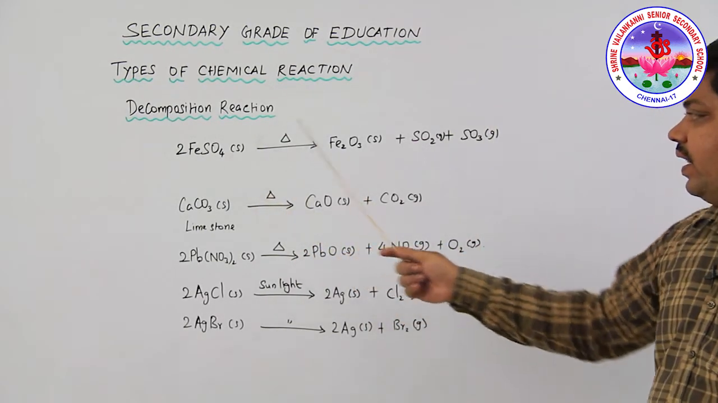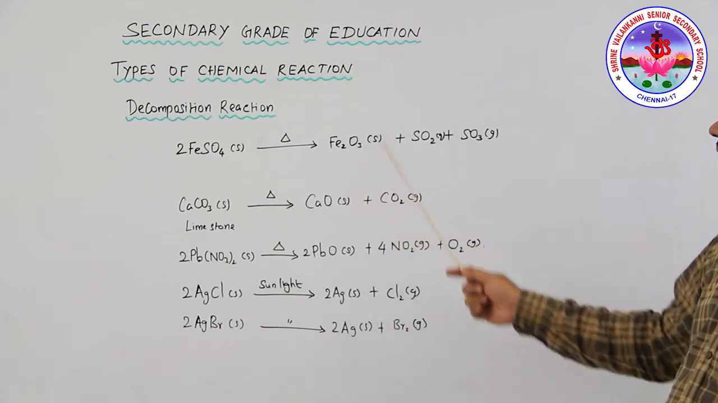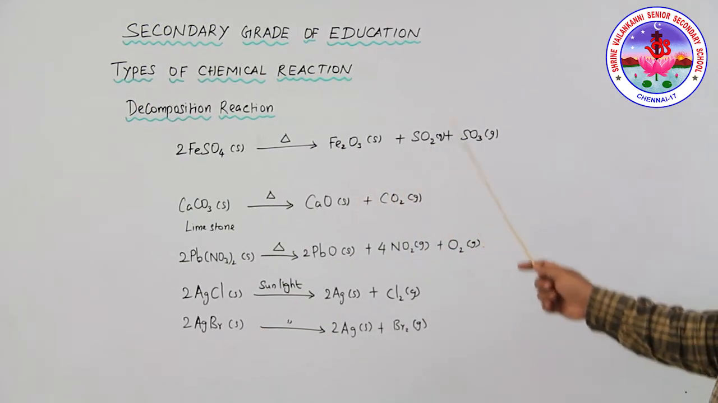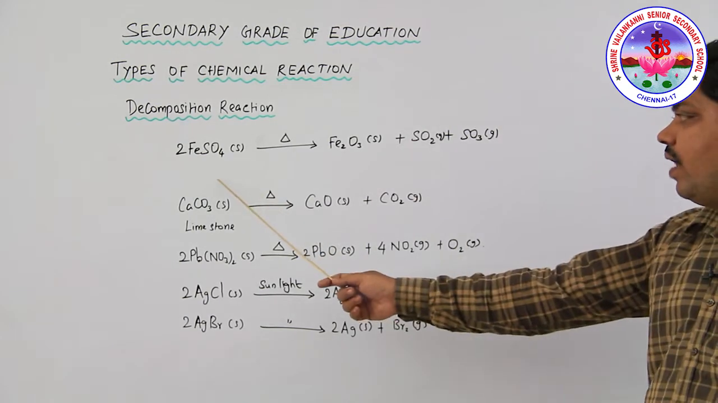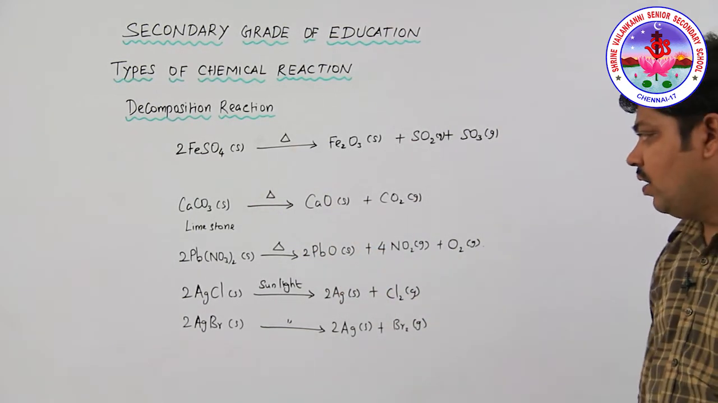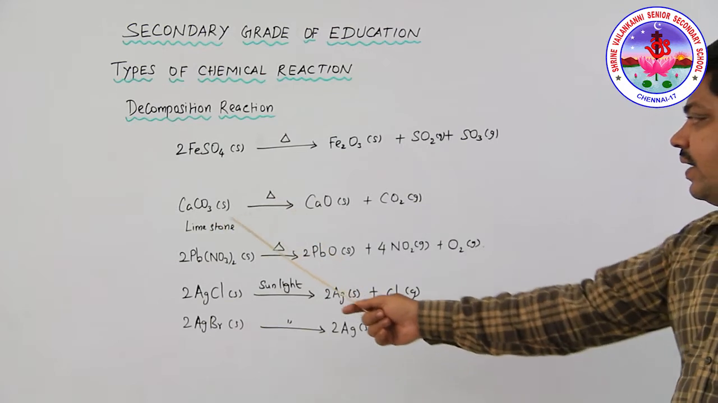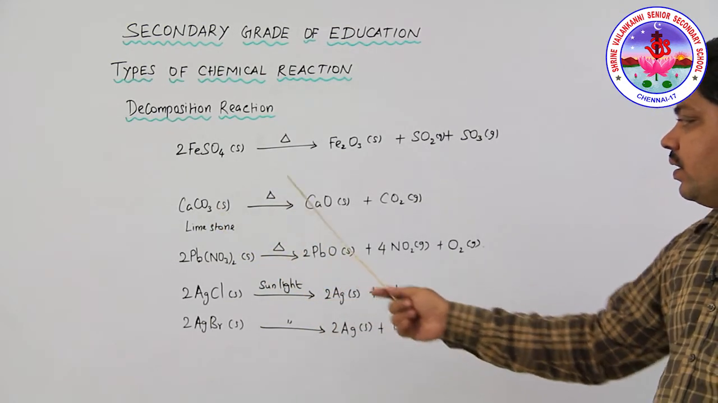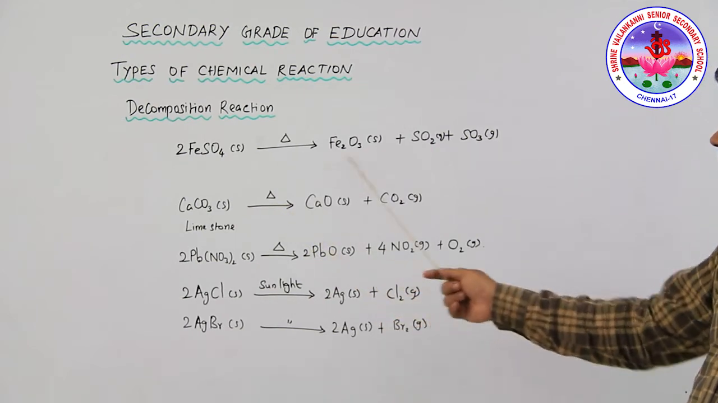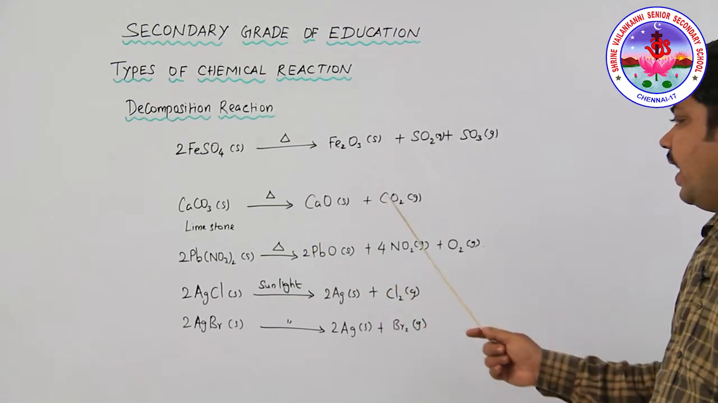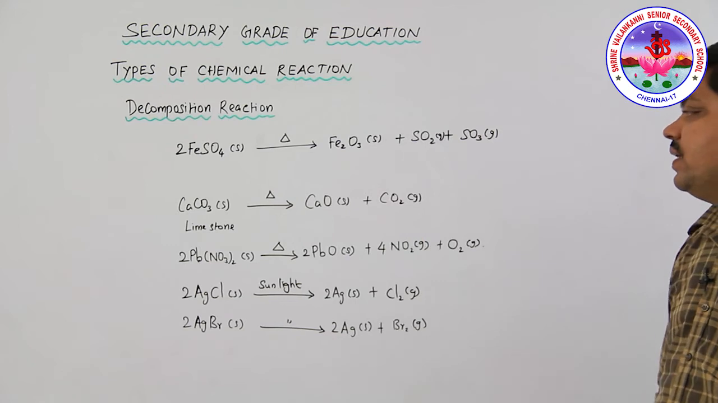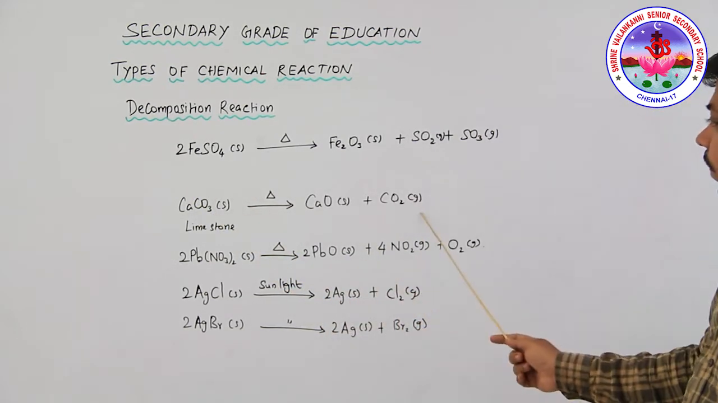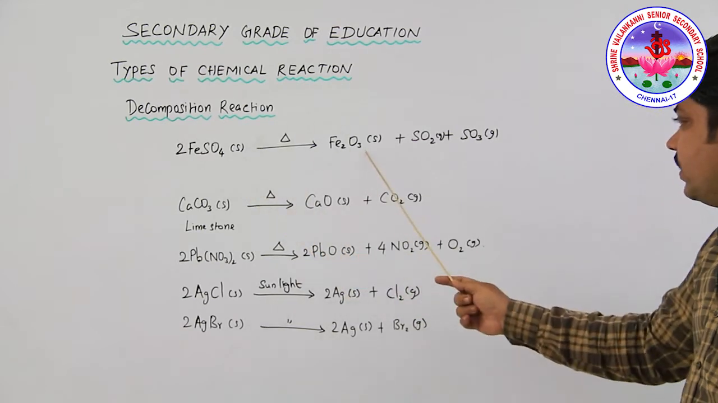The ferrous sulfate on heating converts to ferric oxide, sulfur dioxide gas and sulfur trioxide gas. So this is an example of the decomposition reaction. Look at the next reaction. Here calcium carbonate, also called limestone, on heating converts to calcium oxide and carbon dioxide gas. Here also only one reactant gives two products. In the previous one, one reactant gives three products.